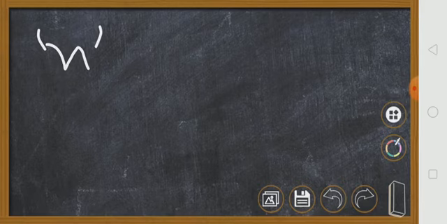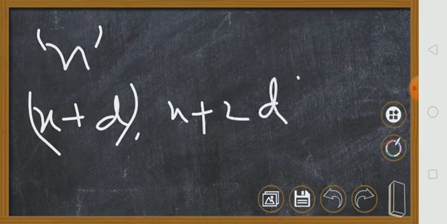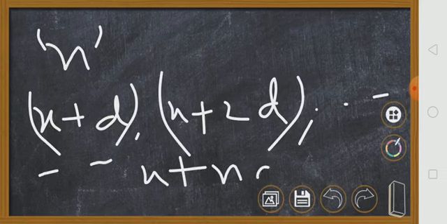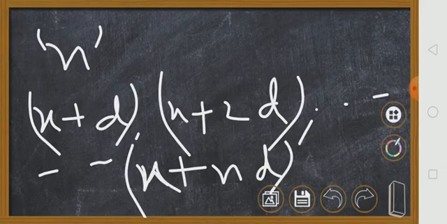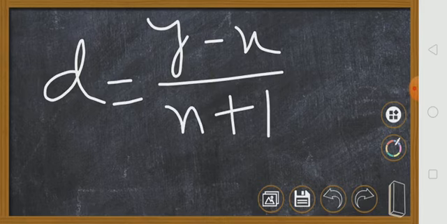What formula will you use there? You will use x plus d, then x plus 2d, and so on. Is it clear? And then finally you'll use x plus nd. Now x is the first rational number, but now you have to find d. How will you calculate d? d will be y minus x divided by n plus 1. So this is how you find it.